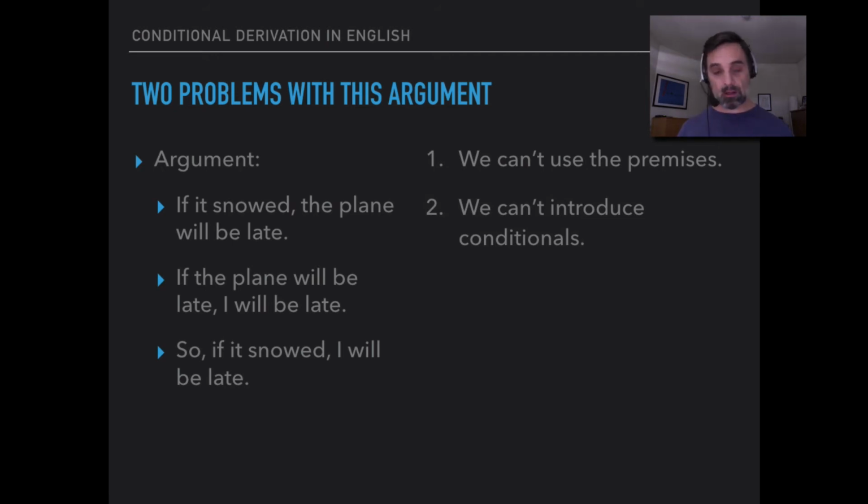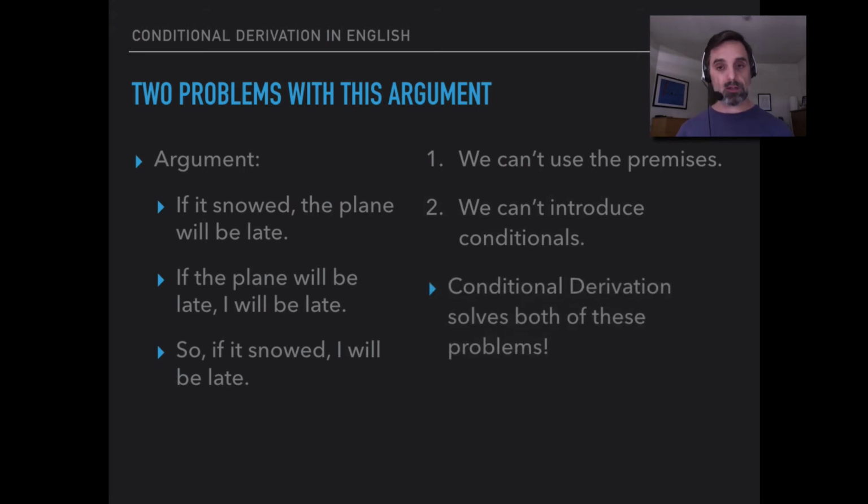But it is a valid argument, no matter what. If the premises are true, so is the conclusion. And we'd like to understand then how we can reason that out, how we can see that in fact it is a valid argument using small, obviously valid steps. Well, conditional derivation is going to solve both of these problems. It's going to give us more to work with besides just the premises, and it's going to tell us how to introduce a conditional, how to infer to a conditional.